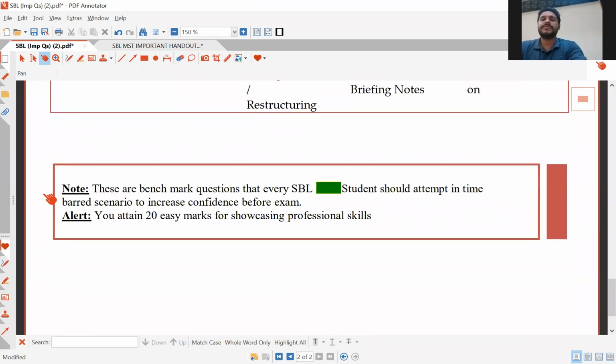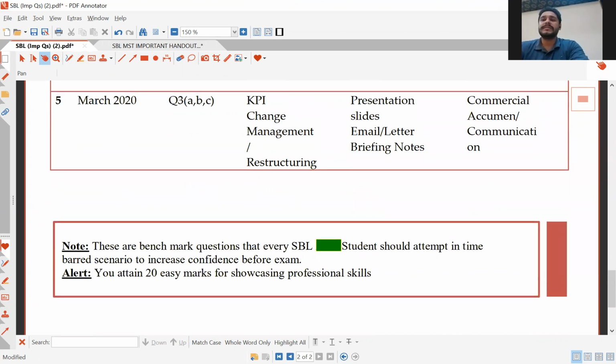So these are the benchmark questions every SBL student should attempt in a time-bound scenario and build confidence before going into the examination. You attain 20 easy marks for showcasing these professional skills.